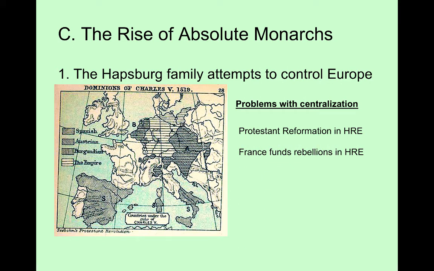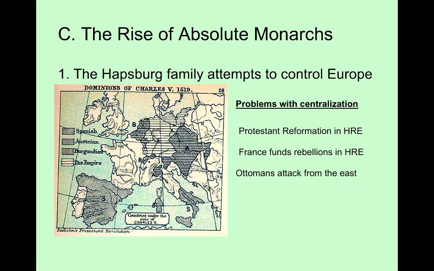Next, France, as you see, is sandwiched between the Habsburg family in the Holy Roman Empire and in Spain. France is very nervous about the Habsburgs, so they're going to do everything they can to keep the Habsburgs from gaining too much power. And so they're going to constantly fund rebels in the Habsburg state of the Holy Roman Empire to rebel against the government, making it very difficult to centralize.